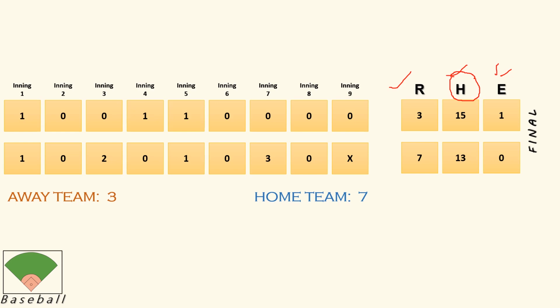Now on the screen here, we see that the home team has a score of 7 and the away team has a score of 7. Since the home team was up in the 9th inning, they did not need to bat in the bottom of the 9th inning because the victory was already locked up. So in this case, if you see, the home team with a score of 7 is the winner.